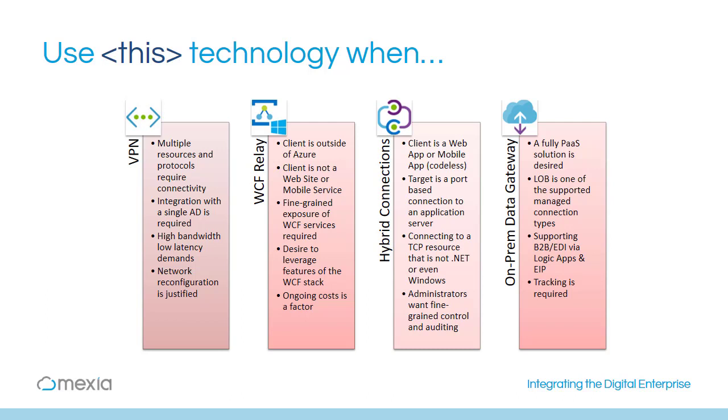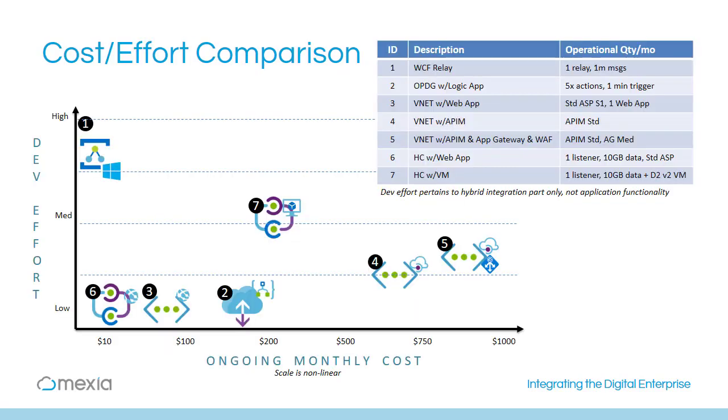I understand these slides will be available, so you can look at these later and go through them in detail. I've also included a bit of a cost-effort comparison. So this chart basically plots the amount of development effort that's required in relation to the ongoing monthly cost for running that particular service. So you can see that WCF Relay is pretty high up there on the dev effort in terms of you have to write your own WCF service, whereas the hybrid connection costs a little bit more, but is extremely low or almost zero development effort.